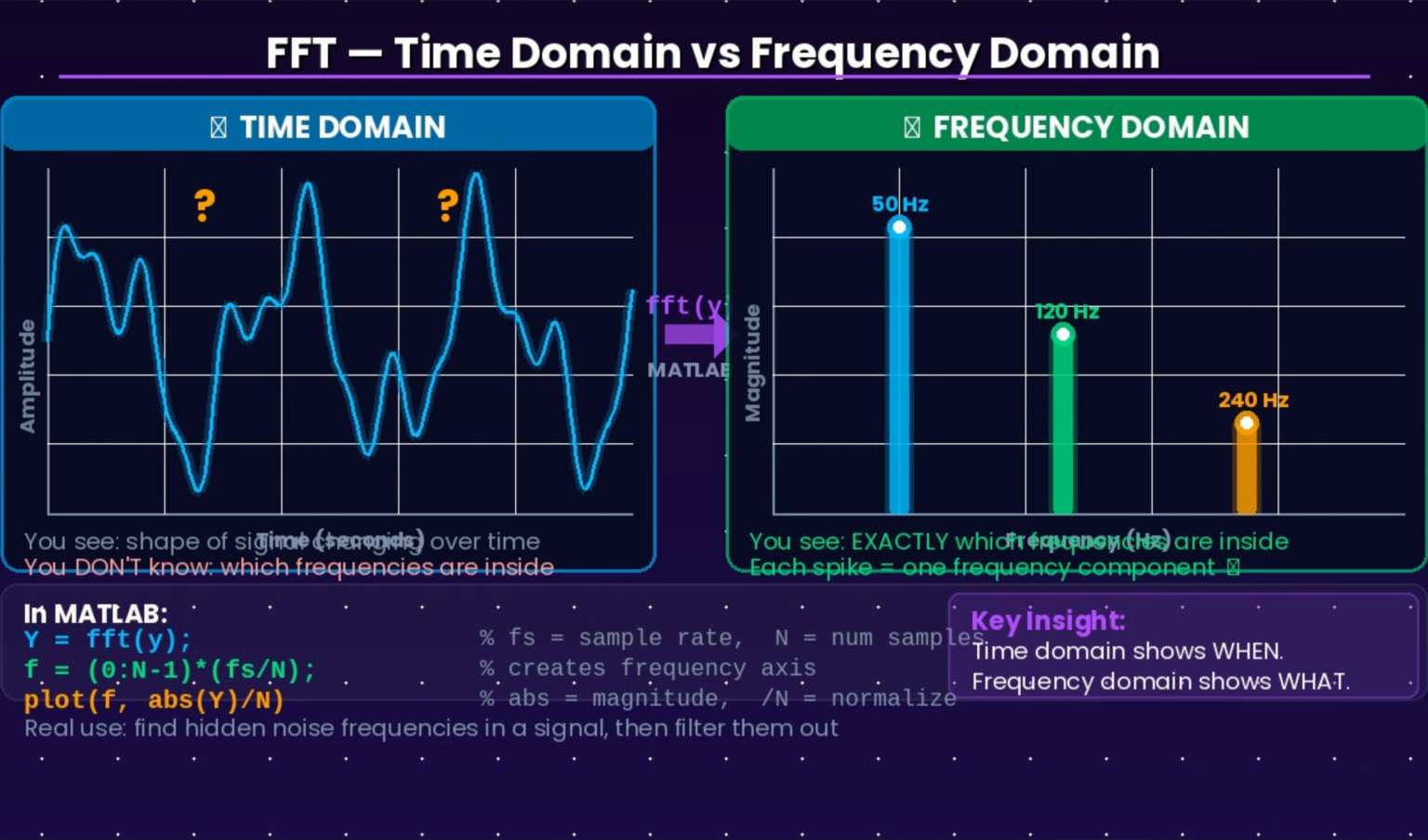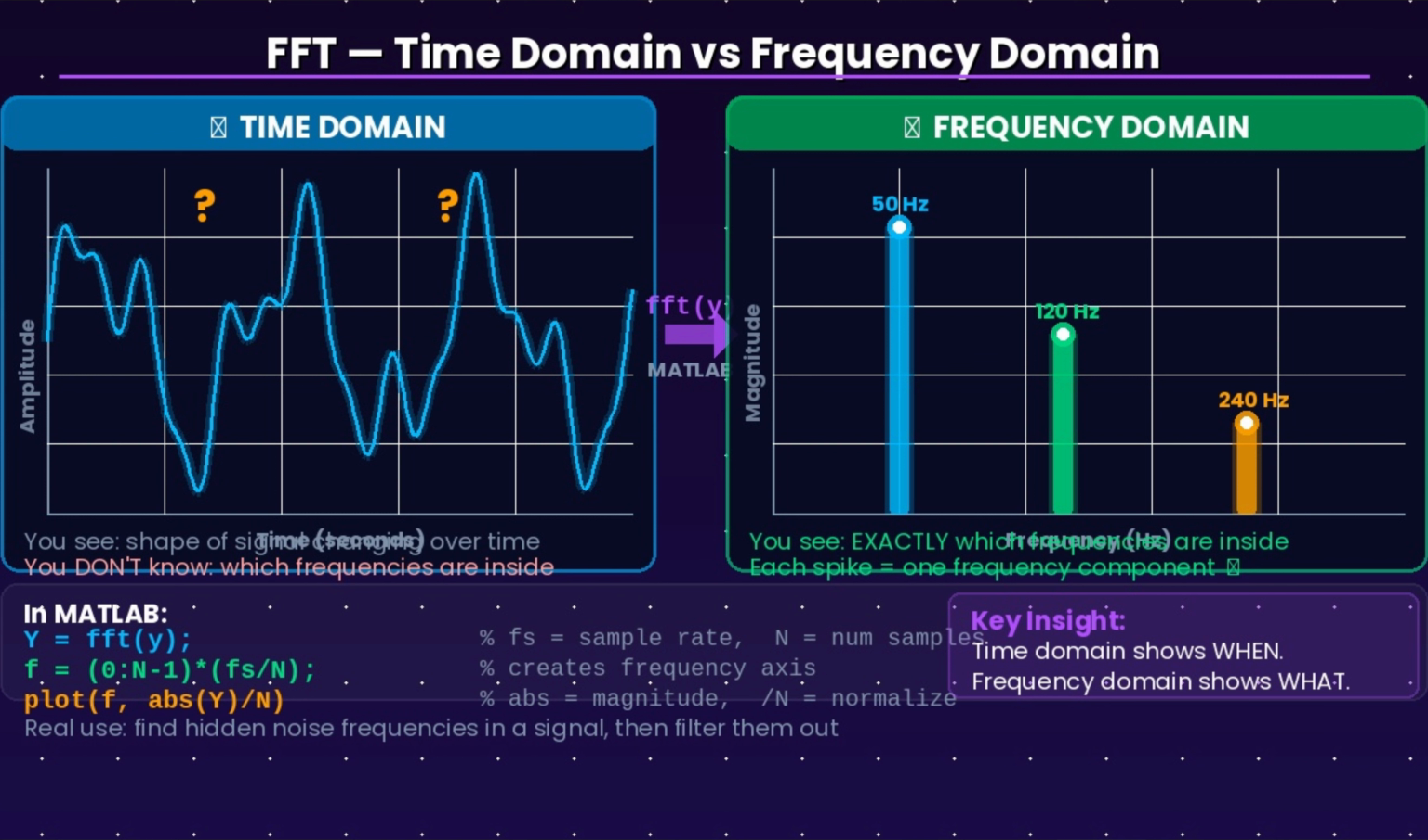On the left side you see the wave tells you when, on the right side the spikes tell you what our signal has. For a 50 Hz sine wave, after FFT we should see a sharp spike at exactly 50 Hz. That's how engineers detect hidden frequencies in real data. Okay, so there are 120 Hz and 240 Hz as well. These are the frequencies with their magnitudes.